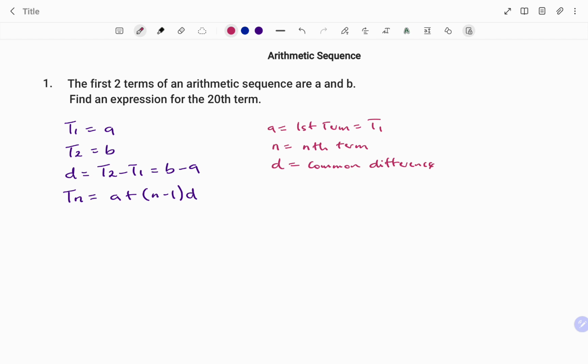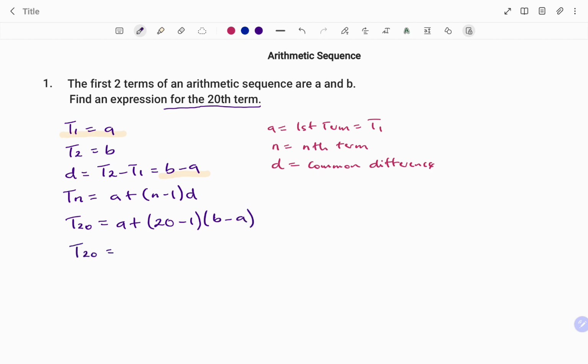Therefore, substituting the value of d as shown, we have to find an expression for the 20th term. So T20, anywhere we find n, we replace it with 20, equals the first term. In this case, our first term, which is A, has been given as T1. So we just write our T1, which is A, plus, remember our n is 20, so we have 20 minus 1. Also, the common difference, T2 minus T1, is B minus A. So replacing that, we have B minus A.